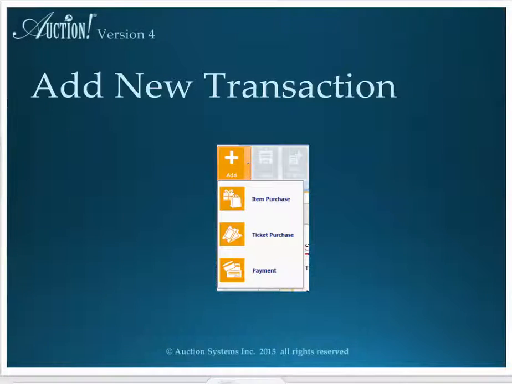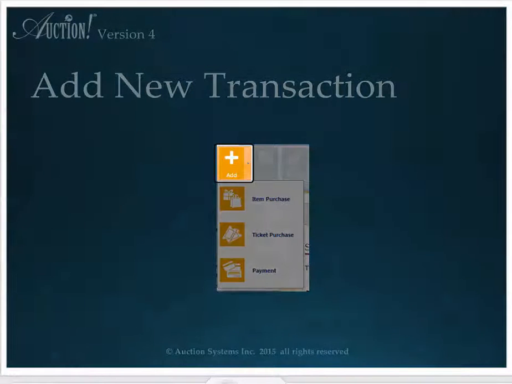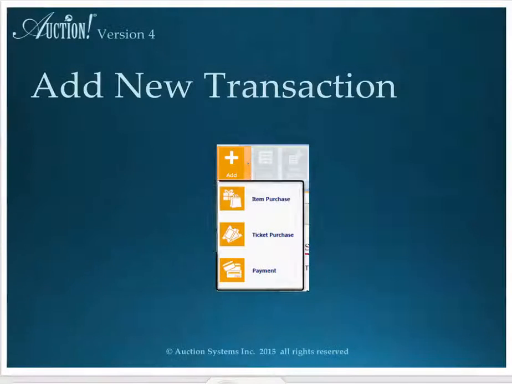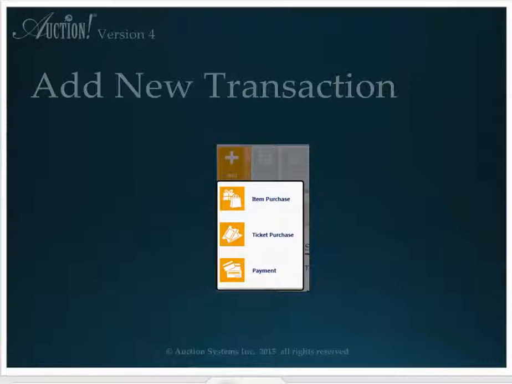To record a new transaction for any household or company currently in the data, click the plus button on the top ribbon, and from the pull-down, choose either item purchase, ticket purchase, or payment.